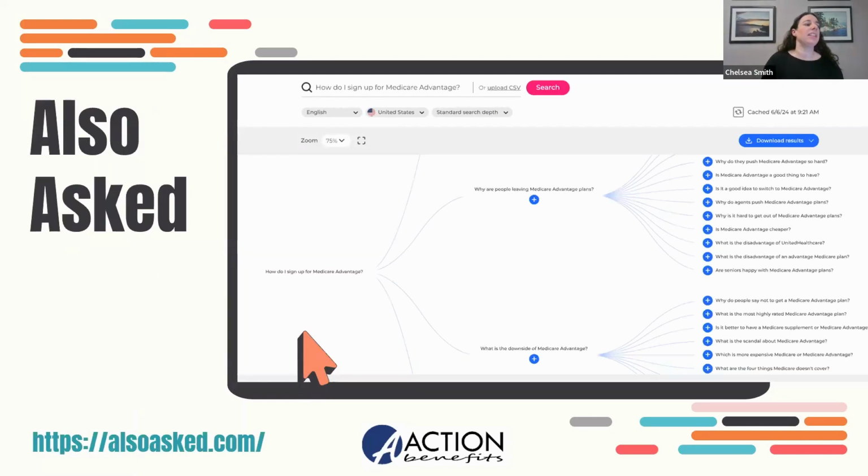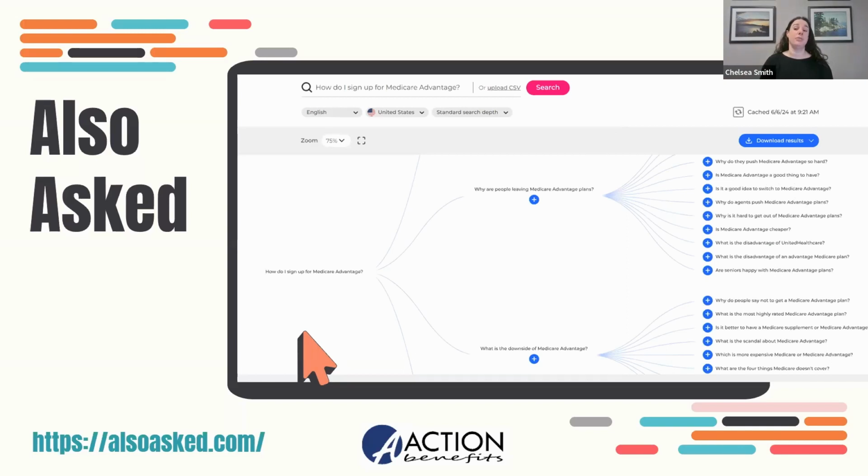So if you look at the example, all the way on the left was the question I typed in, how do I sign up for Medicare Advantage? It then looks at follow-up questions that people ask, or questions that are similar to that question that people tend to ask, and puts them in a flow chart for you to easily read, right? So if someone asks, how do I sign up for Medicare Advantage? The next most likely question that someone will ask after typing that question in is, why are people leaving Medicare Advantage plans? And then if they are still asking questions after that point, the next questions they will ask are all the way to the right. So maybe, why are Medicare Advantage plans pushed so hard? Is Medicare Advantage a good thing to have? Is it a good idea to switch to Medicare Advantage? These are all similar, but you could write articles that match these questions very easily, right?